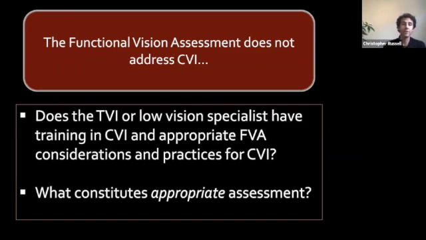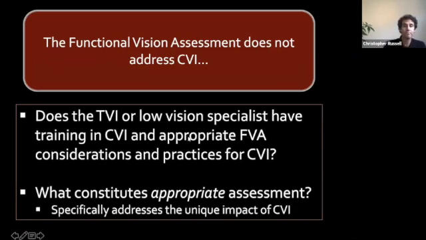So what we're doing today and in this series is trying to get some shared understanding and some thought process around what are those appropriate considerations? What are the unique behaviors? What's the unique impact? And what are unique practices to look at those behaviors and impact? So I think it's important that we recognize that CVI is different from ocular conditions, so it needs a different type of assessment that looks at those unique differences, those unique considerations. Okay.